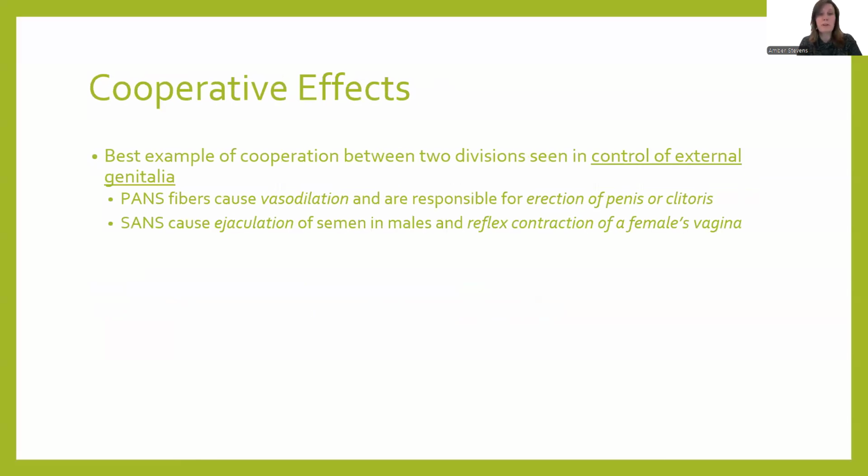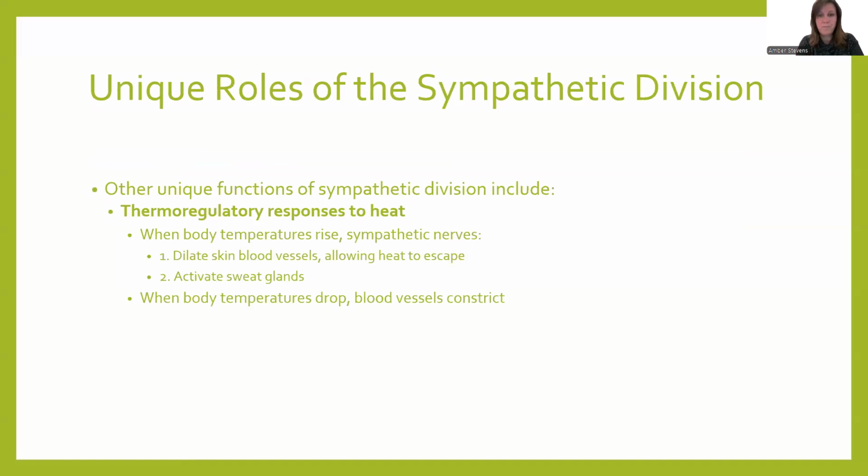All right, so cooperative effects. The SANS and PANS can work together. So for example, PANS promotes blood flow for erections in the genitalia, right? Where SANS facilitates the ejaculation and vaginal contraction. So that's how they work together.